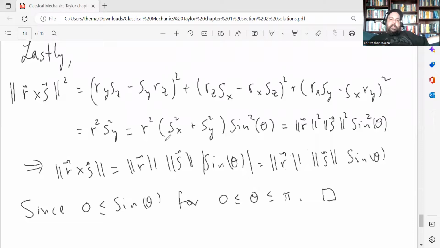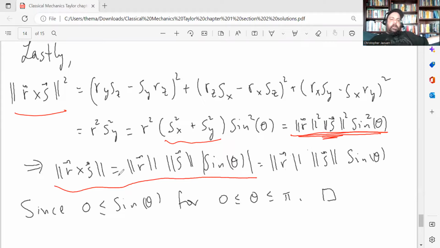Okay, and now this thing is the length of S squared. So we get that this is equal to this. And if you take the square root of both sides, we get this equation here. So the length of R cross S is the length of R times the length of S times the absolute value of sine of theta, which is equal to sine of theta because the angle between the vectors is never more than 180 degrees. And remember, that's from trigonometry that sine is positive in quadrant 1 and quadrant 2. So in other words, from when theta goes from 0 to pi. Okay. And that's it. Those are the problems I did for section 1.2.